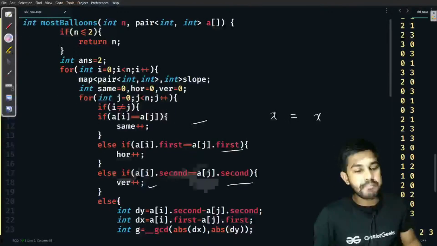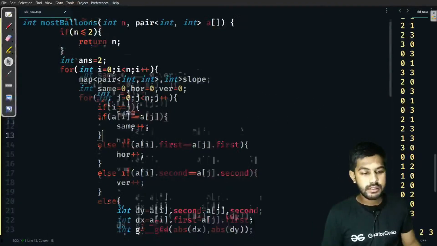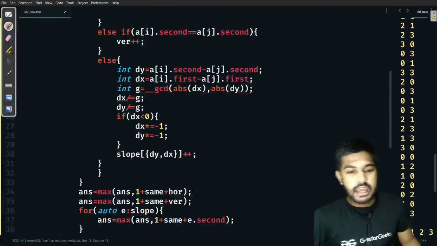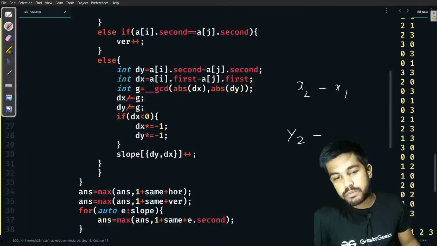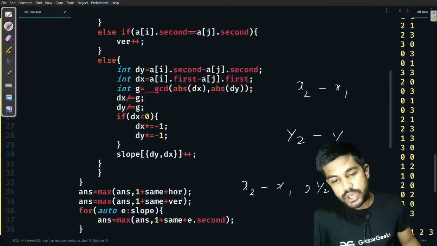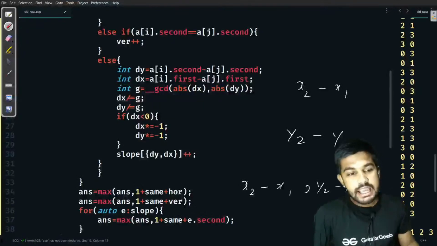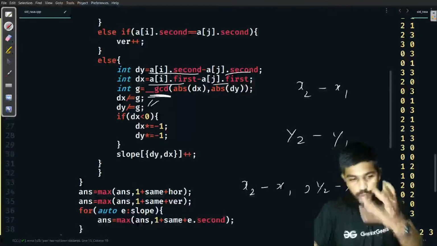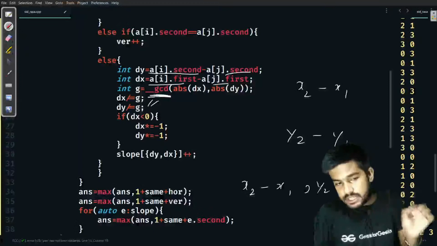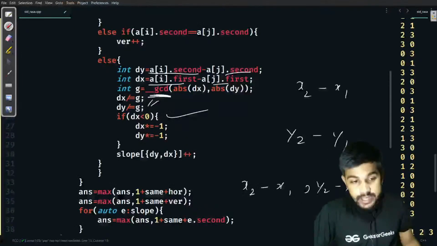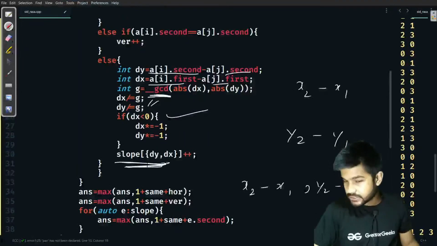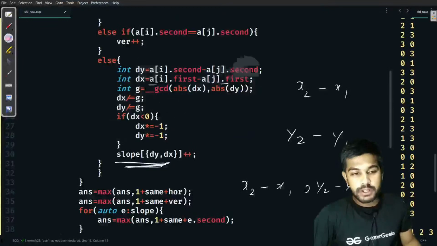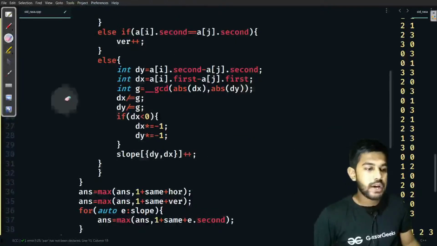Now the most awaited part, the slope one. What we are doing is x2 minus x1 and y2 minus y1, and we would be storing x2 minus x1 comma y2 minus y1. Then we are dividing it by the GCD of it, to reduce it to the lowest terms. And if the value is negative, then we are multiplying both by minus one to make them positive. And then we are incrementing its frequency. Now this calculation part is important.